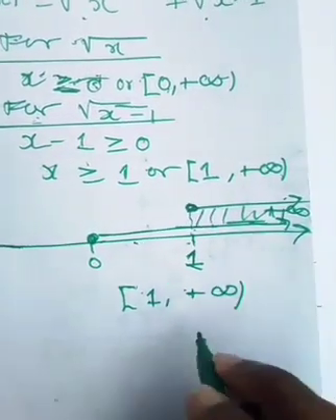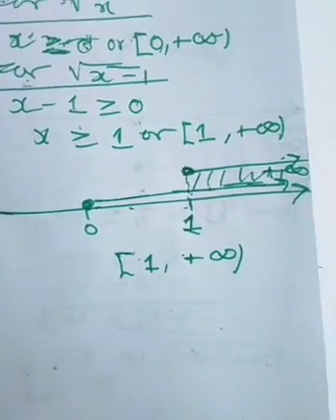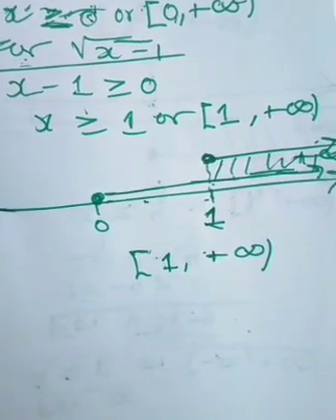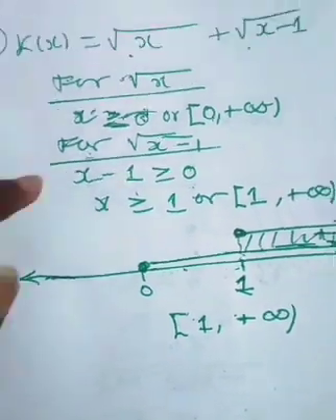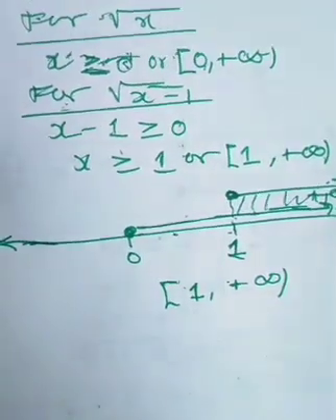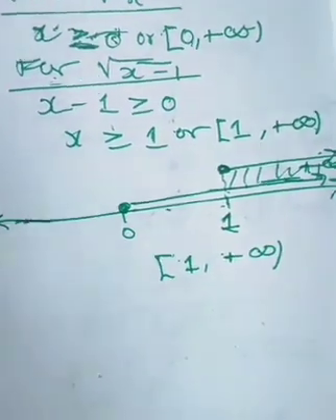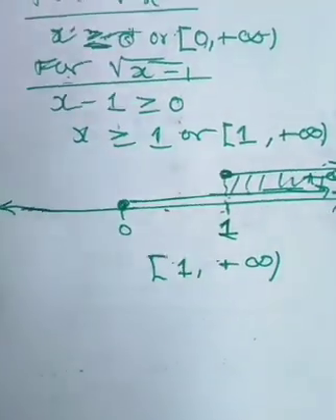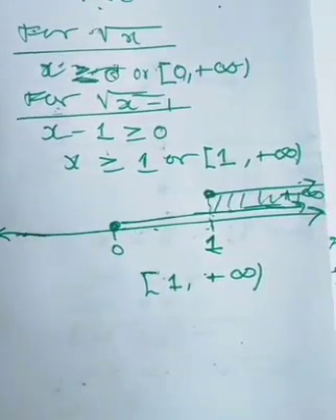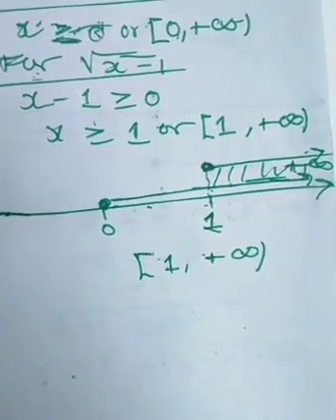So what you're seeing right here is the final domain. This is the domain for this whole function. Have you seen? So always remember that if the two given functions are being added, subtracted, multiplied, or divided, you need to find the individual domains, then intersect them. Okay, so let's go to 3.